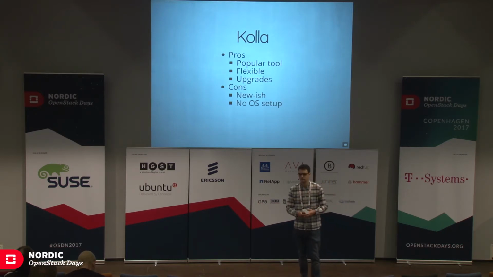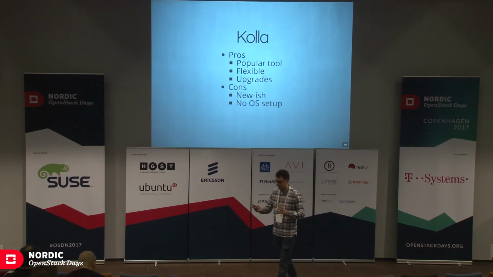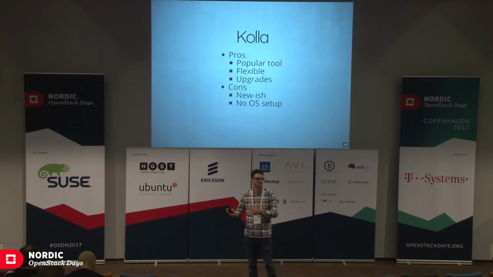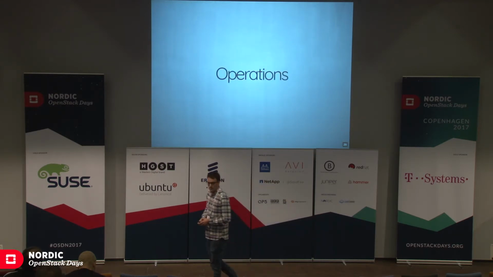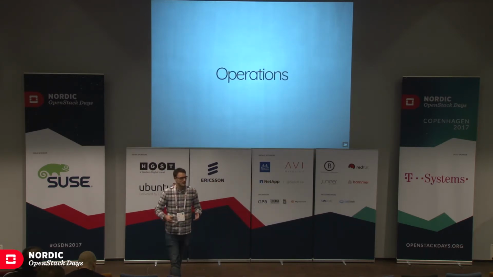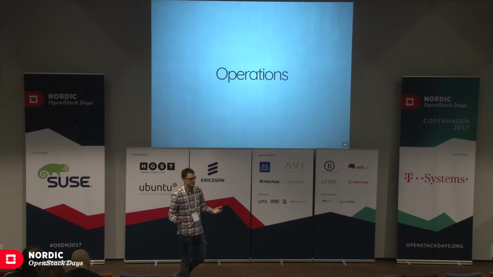So that's like the two production-ready deployment methods you have right now. Of course, each vendor has their own deployment method. You may talk to a few of them in the marketplace. Those are the open source deployment methods. Each vendor has their customized thing as well. Now we can go into operations, because deploying OpenStack is maybe just the easy part.